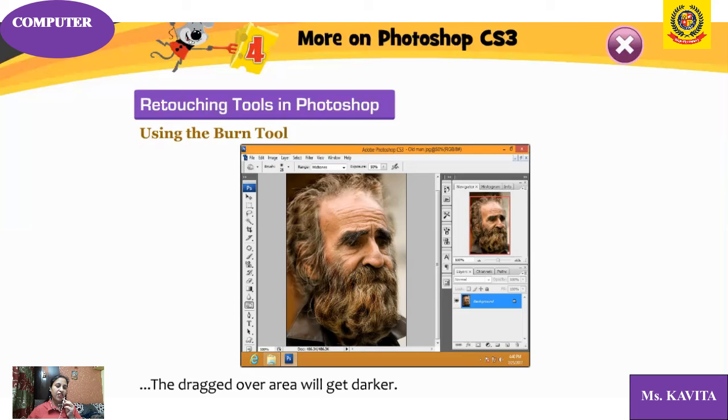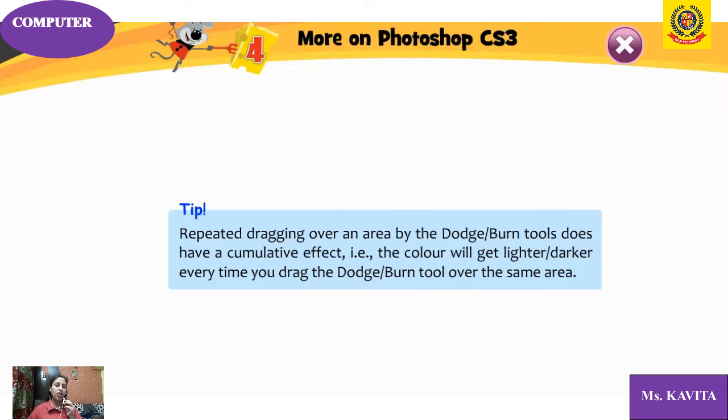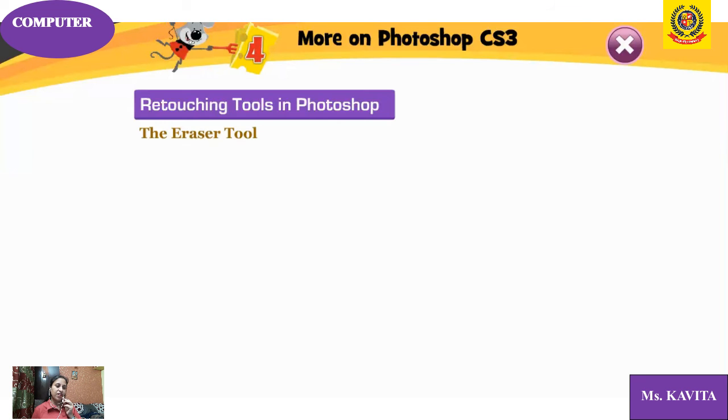Repeated dragging over an area with the dodge and burn tool has a cumulative effect. The color will get lighter or darker every time you drag the dodge and burn tool over the same area. So the dodge tool is used to lighten an area of an image and the burn tool is used to darken an area of an image. Now next is the eraser tool.